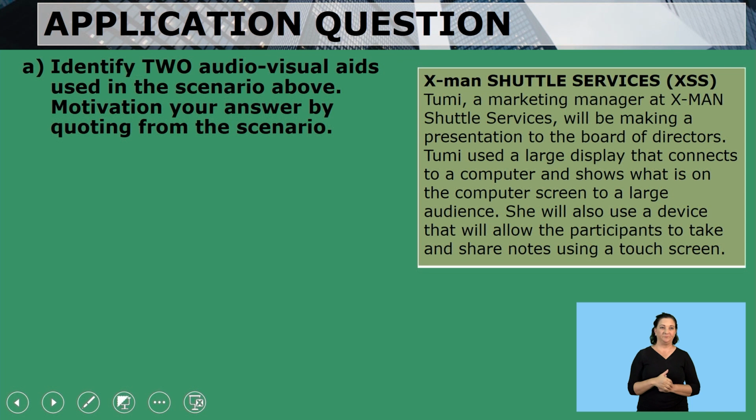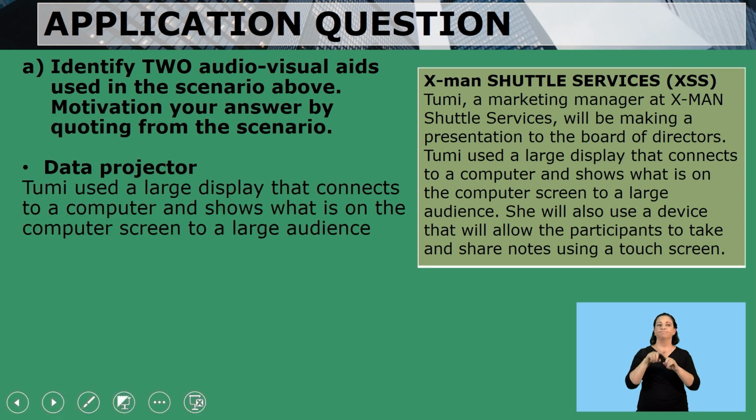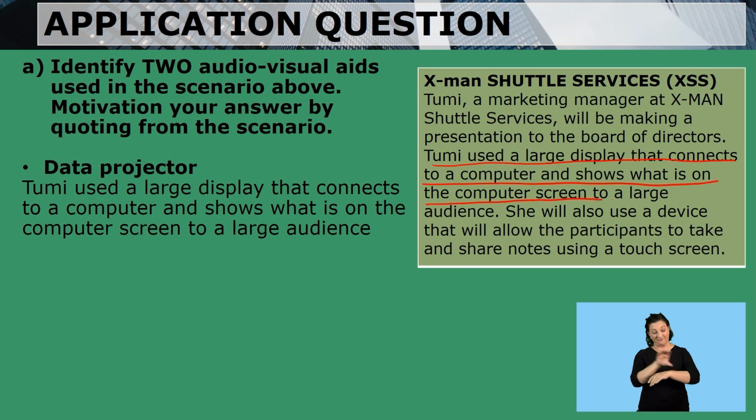Right, let's see. The first one is a data projector, as you may call it. What is the quotation or motivation from here? It says, Dumi used a large display that connects to a computer and shows what is on the computer screen to a large audience. So this is your data projector, which is the first one. Remember they said identify two audiovisual aids.